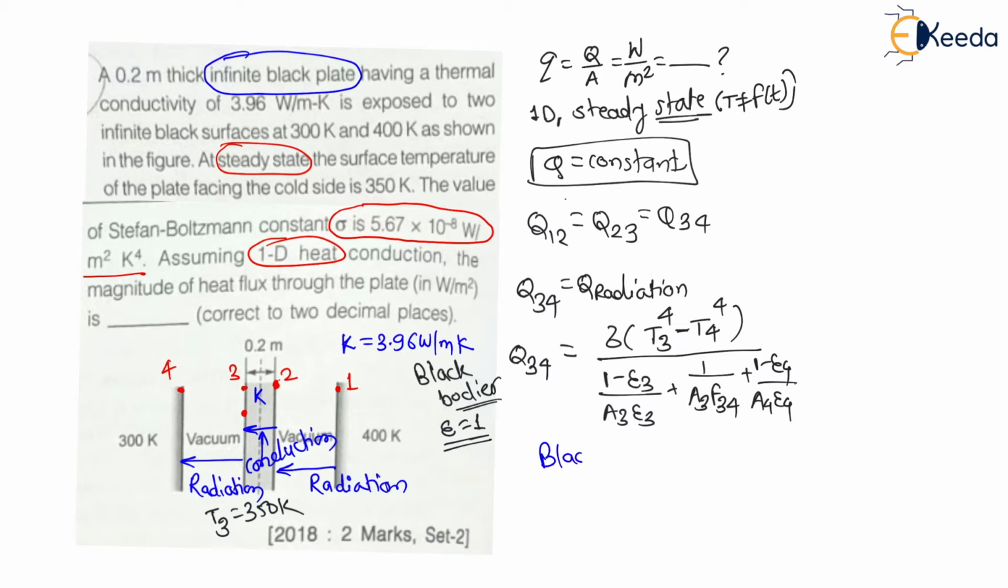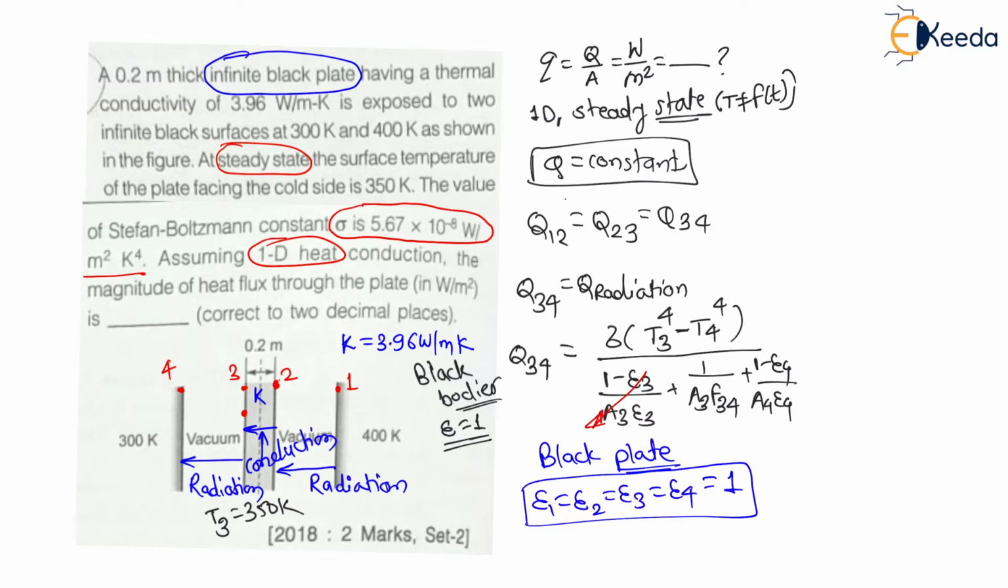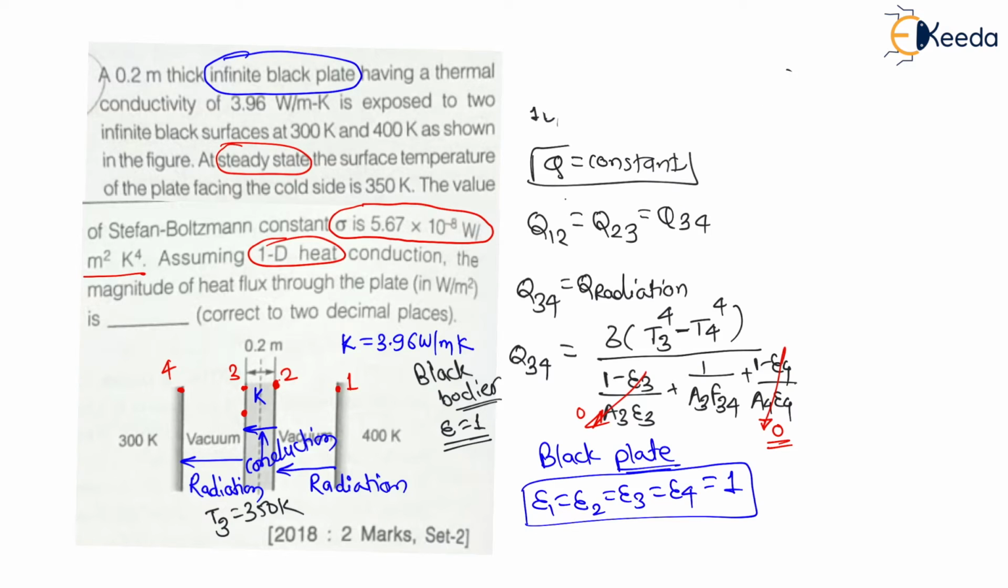As it is black plate, for a black surface, the emissivity of all the surfaces, emissivity 1 is equal to emissivity 2 is equal to emissivity 3 is equal to emissivity 4 is equal to 1, right? These are the values as all are black surfaces. So my dear students, can I say here this 1 minus emissivity 3 divided by area 3 emissivity 3, as emissivity 3 is 1, 1 minus 1 will be 0, this term will get cancelled, as well as 1 minus emissivity 4 will be 0, this term will get cancelled, right?